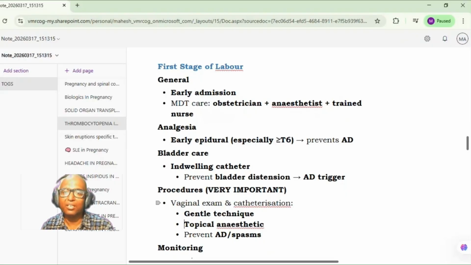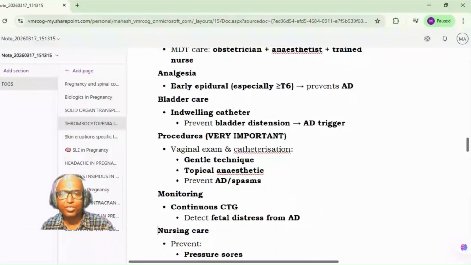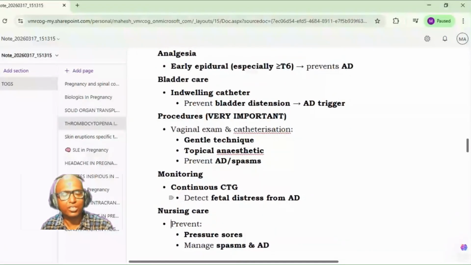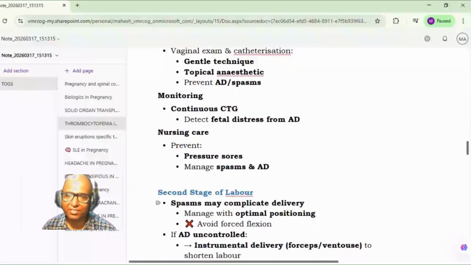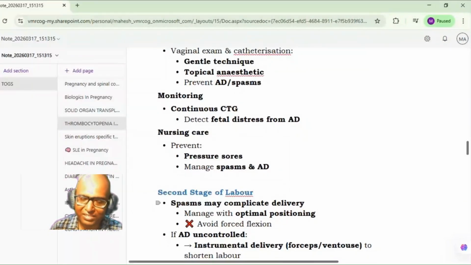Analgesia, early epidural, if the lesion is above the level of T6, that will prevent autonomic dysreflexia. Bladder care, indwelling catheter will prevent bladder distension, and that is one of the factors for AD. Then procedures like vaginal examination, catheterization should be very gentle, and the use of topical anesthetics is required. That will prevent the AD and spasms. Continuous CTG monitoring is required to detect fetal distress from the autonomic dysreflexia. Nursing care to prevent pressure sores and manage spasms and AD.